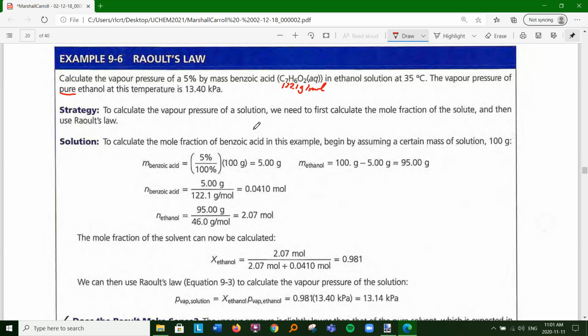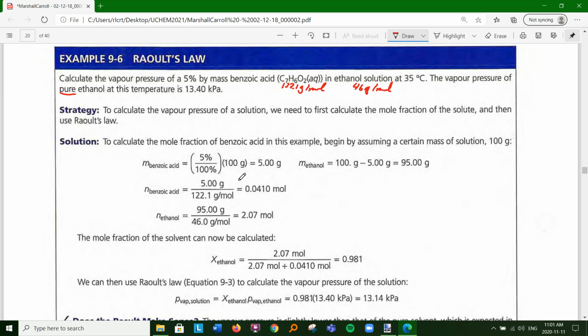And ethanol's molar mass is 46 grams per mole. Get those molar masses right away. Whenever there are mole fractions, just go ahead and get the molar masses. Maybe you won't use all of them all the time, but you might. So, 5% by mass. Okay, so let's get the mole fractions of everything.